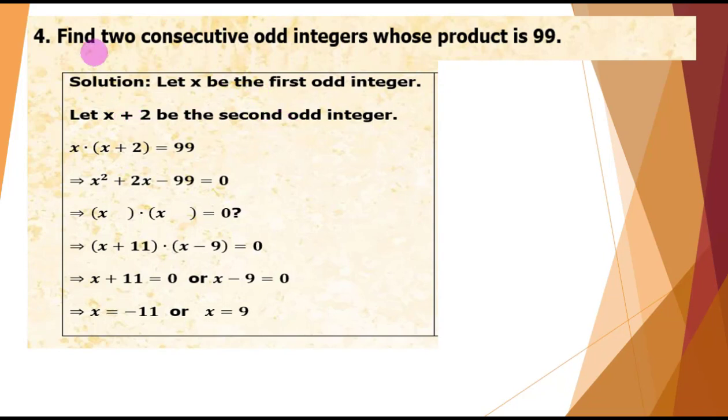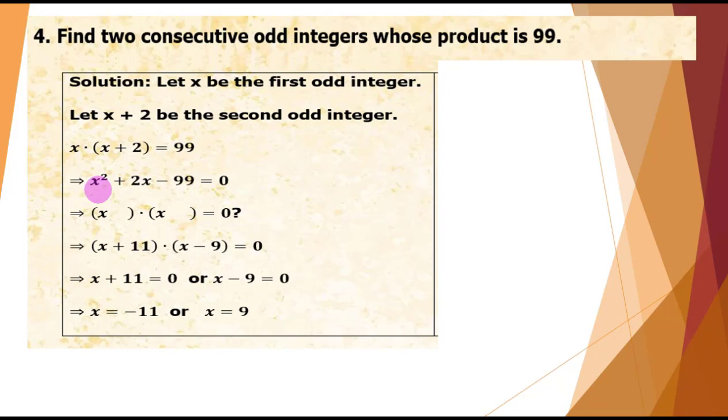Now it says that 2 consecutive odd integers whose product is 99. So we have to find those 2 consecutive odd integers. It's as simple as multiplying x times the quantity x plus 2 equals 99. Distributing this, x squared plus 2x, then minus 99 equals 0. Then solving for x, we have to factor this.